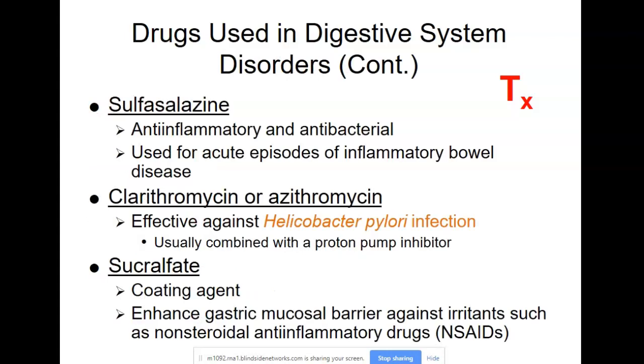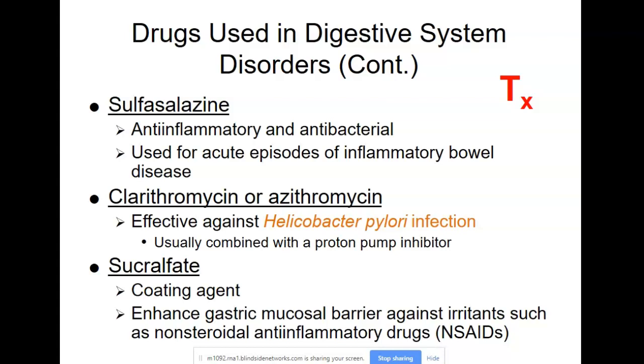So some actual drugs that can be prescribed: you have sulfasalazine. It's an anti-inflammatory and an antibacterial. So quite often people who have inflammatory bowel diseases like ulcerative colitis or Crohn's disease might need to be put on something like this to relieve their pain and spastic bowels. You can also take something called clarithromycin or azithromycin. This is important. It's an antibiotic, and you know it's an antibiotic because it ends in mycin. It helps get rid of Helicobacter pylori, the number one bacterium implicated in ulcers. Other bacteria can cause it, but H. pylori is the main culprit.